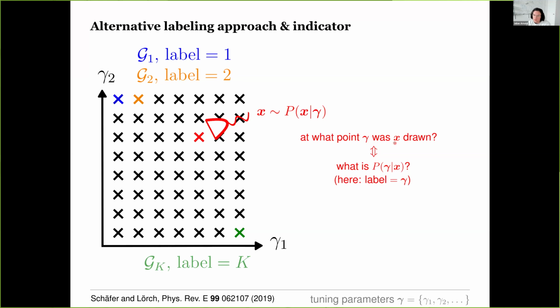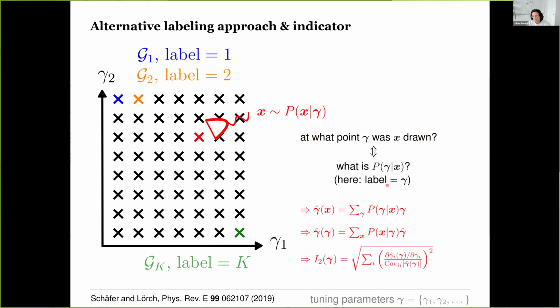And then we can ask a question, namely we can ask, for a given X within all of these data sets, what is the most likely point, gamma, at which it was drawn? And so that is equivalent to asking the question, what is the probability distribution over the gammas, so all of the sampled points in parameter space given X? And that's just a different instance of the quantity I've shown you before, namely the probability distribution over the labels, where now the labels are given by the sampled points in parameter space. And once we have the quantity, we can compute an indicator, and this indicator looks a bit different now.